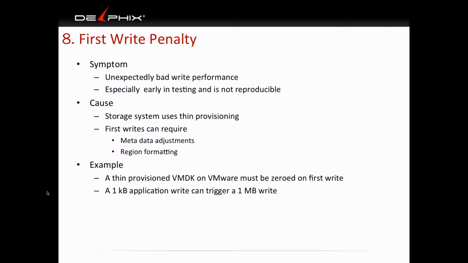Next one, first write penalty. Sometimes the first time you write, you have to allocate more than you actually want to write, and you get a penalty for it. And this happens on VMFS and VMware. The idea in VMware is you want to zero out all your files because otherwise the first time you write to an area, that first write is going to be slower. So watch out if you're using thin provisioning. You might want to not use thin provisioning. You want to see fast write speeds.